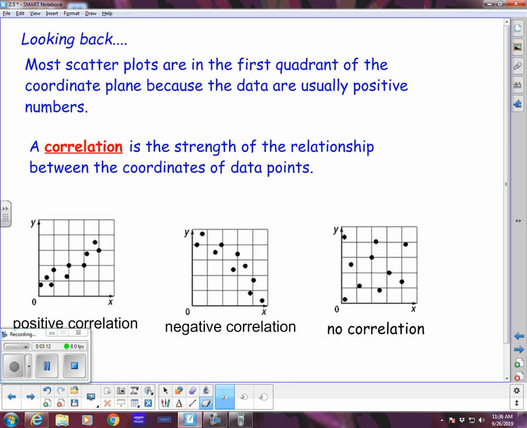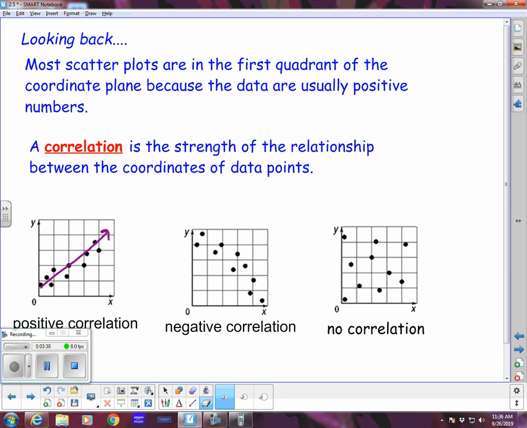So looking back, you talked about correlation in Algebra 1. Scatter plots in the first quadrant usually occur because positive numbers are only in the first quadrant. A correlation describes the strength of the relationship. On the left, that scatter plot shows you positive correlation, because generally speaking, if you follow the points from left to right, you're going upward. Positive correlations go up, like a positive slope.